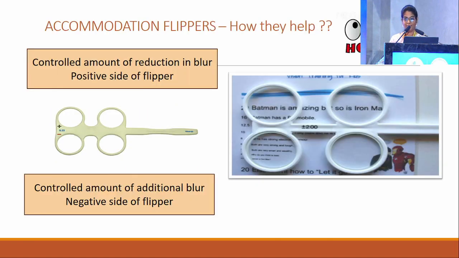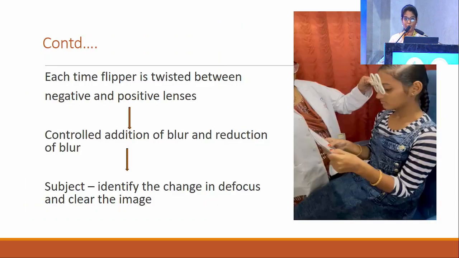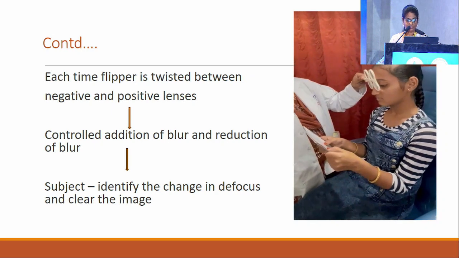Now, flipper glasses, these are two pairs of glasses, one pair of plus lenses and one pair of minus lenses. When we see through the positive side of the flipper, there is a reduction in the blur, and when we see through the negative side of the flipper, there is an additional blur induced. So when we flip between these two lenses, positive and negative, there is a controlled amount of induced blur and a reduction in the blur. So the subject has to identify the change in the defocus and try to clear the image. By clearing the image, the accommodative system is stimulated.